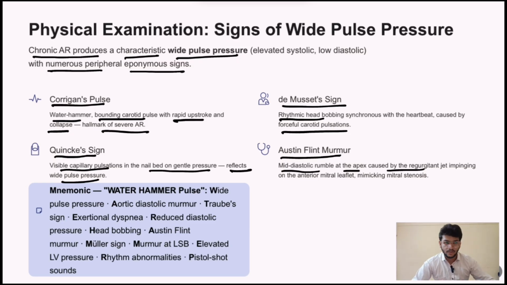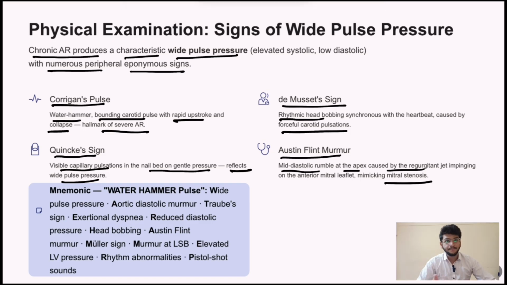There are other signs of aortic regurgitation. Traube's sign is the pistol shot sound over the femoral artery. Becker's sign is where retinal artery pulsations are seen. Hill's sign is when popliteal systolic blood pressure is more than brachial blood pressure by 20 millimeters of mercury. Now the blood pressure in aortic regurgitation is typically a wide pulse pressure.